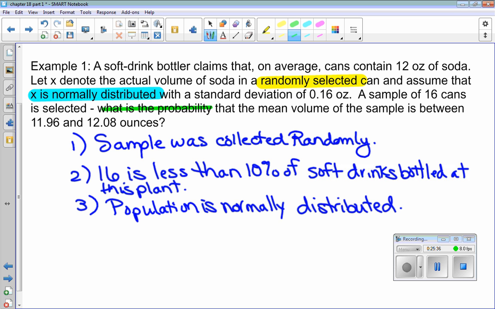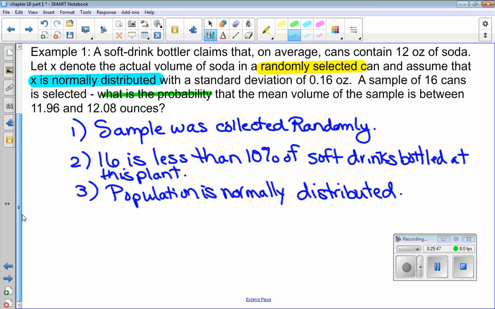Let's hope that the mean volume, the average of the samples, is between here and here. So let's figure out what the mean of the means is. Are we given a mean? On average, it says it contains 12 ounces of soda. Right there, on average. So the mean is 12.